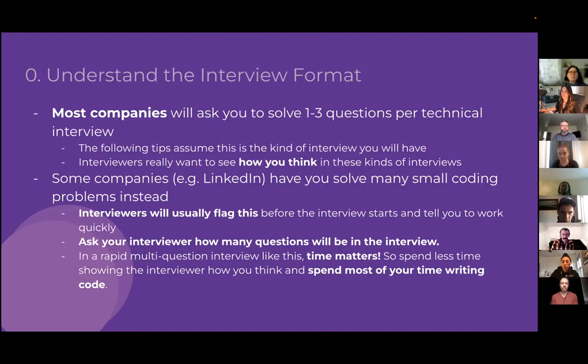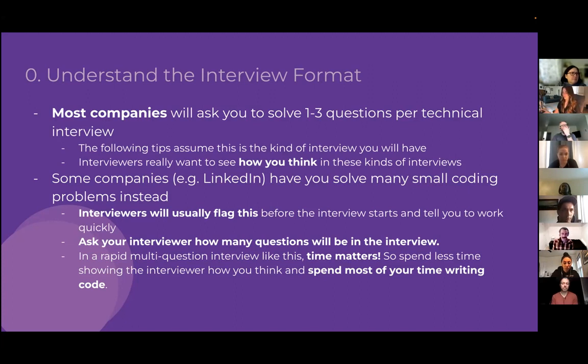So step 0 is just understanding how these interviews work and understanding the format itself. Most of the time, what you're going to see is that a company is going to ask you to solve 1 to 3 questions maybe per technical interview. And the following tips are assuming that this is the kind of interview that you're going to have. In these interviews, the interviewers usually want to see how you think. And it's fine if you take all of the hour on one particular problem and you don't get to the others. That's fine too.